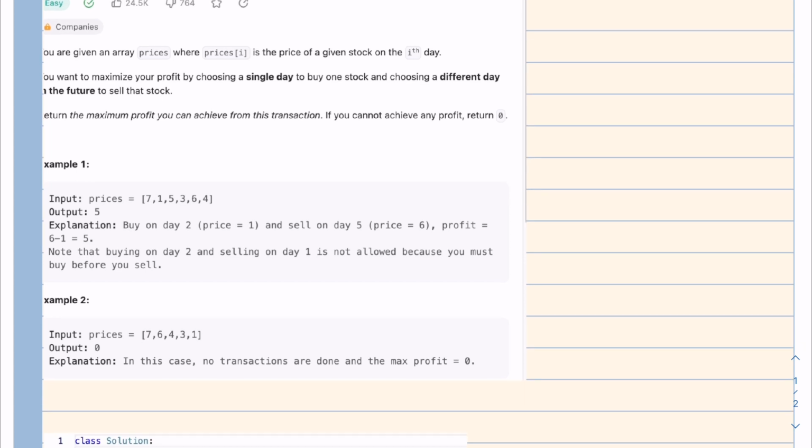In the second example, you can see the prices here keep on decreasing. So you're never going to make a profit. If you sell after you buy, you can never make a profit. It will always go negative.